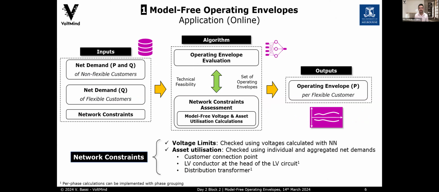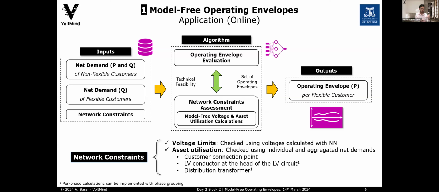So in here there is a schematic of the online process to calculate operating envelopes. In terms of inputs, what we are going to use are the net demands, active and reactive powers, of non-flexible customers. It means those customers for which we are not calculating the dynamic operating envelopes. Besides, we are going to use the net demands, active and reactive power of flexible customers, it means those customers for which we are going to calculate the operating envelopes.